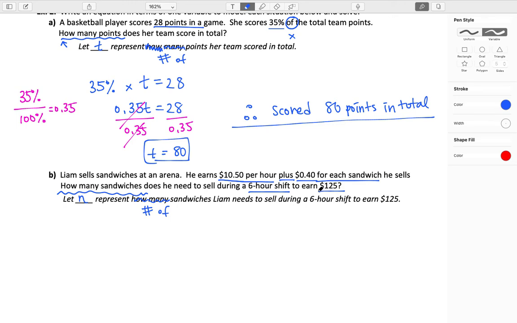So now that we understand this, 125 is the total that he wants to earn, right? But that's going to require $10.50 per hour, but we know what the hours are going to be. So let's just write H for now, plus 0.40 per sandwich. So sandwich is N. But we don't have to write H because he's going to work for 6 hours. So I'm going to write down 10.50 times 6 plus 0.40 N.